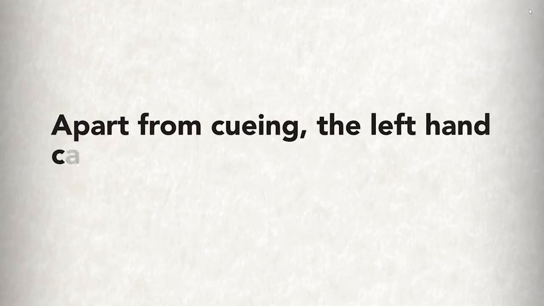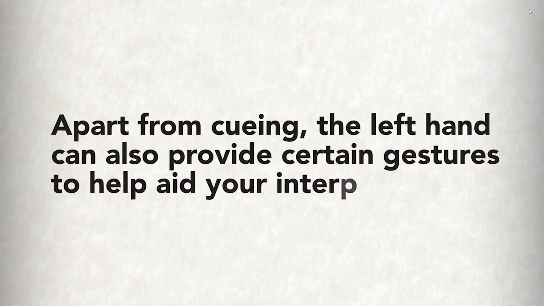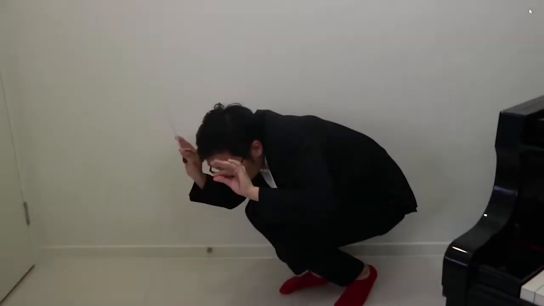Apart from cueing, the left hand can also provide certain gestures to help aid your interpretation. This means louder. This means softer. This means, shut up, you're playing too loud. This means be mysterious and vague. This means accent. This means vibrate. This means tiger palm. This means suddenly go soft. Peekaboo. This means taper off gently, and this means to stop.